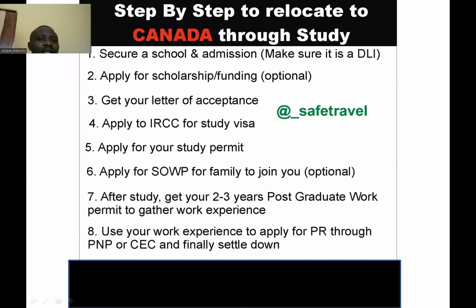Step number 3, you get your letter of acceptance. So let's say you have been given admission, the school will give you a letter of acceptance, meaning you have been given admission. Maybe there are conditions that you were given, maybe to pay a certain percentage of your school fees before they can give you the letter and all of that. So after that, they will give you a letter of acceptance.